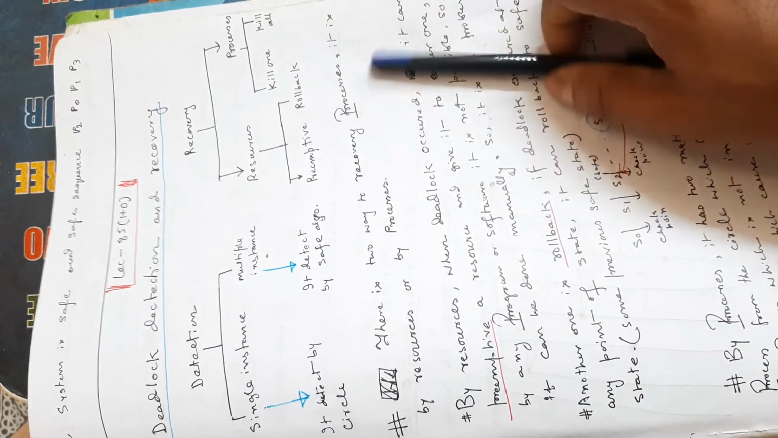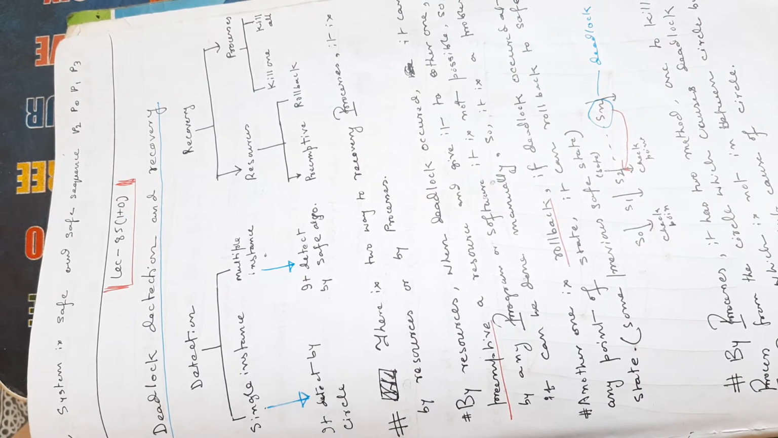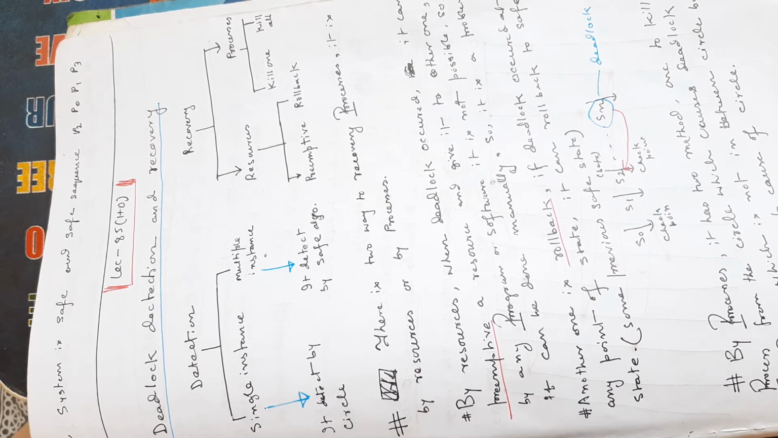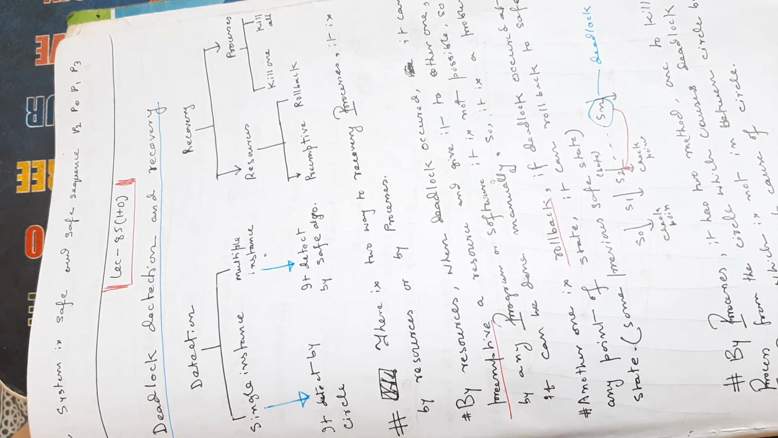See properly, the recovery section. In case of recovery, we recover the deadlock in two ways, by resources or by process. The question may be asked, or was already asked at UGC NET from this section, how we recover the deadlock by processes. There are four options, and one of the options is kill one process or kill all processes. That is the correct answer. So we recover the deadlock in two ways, either by resources or by processes.